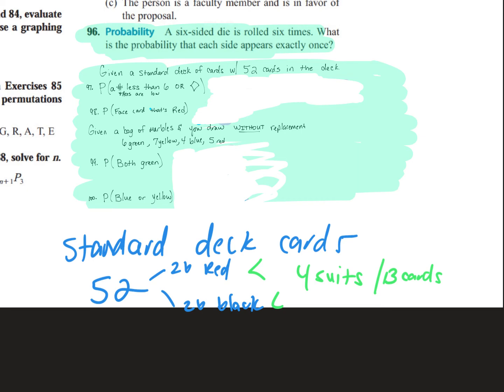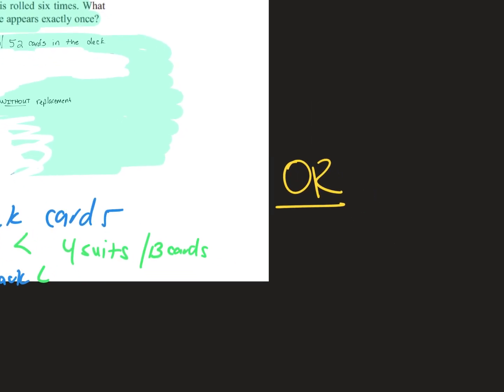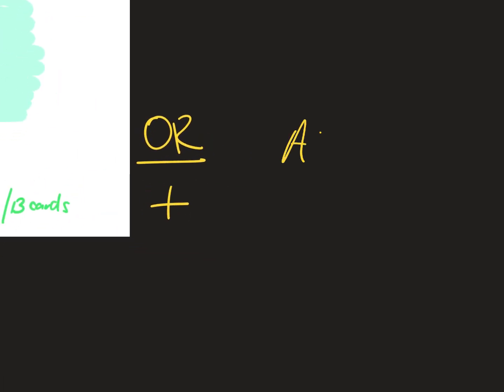What does the word or mean in math? I want this one or that one. Is it addition or multiplication? Or means to add. And means to do what? Multiply. Good. Remember that. If I want this one or that one, versus this one and that one.